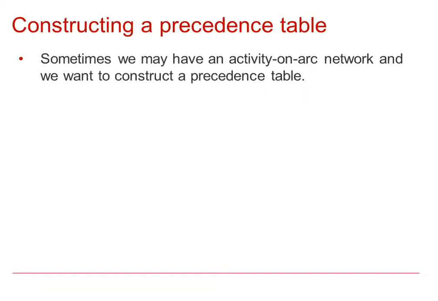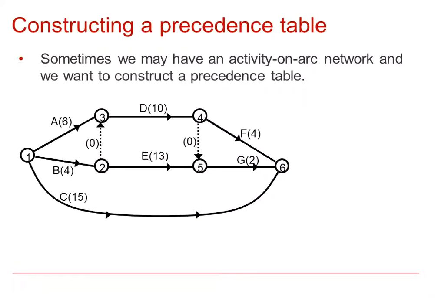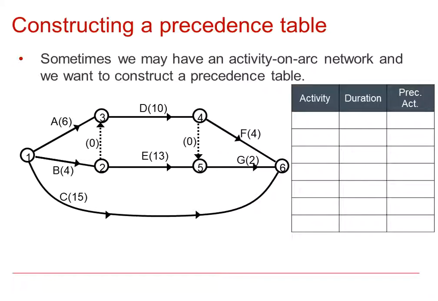Sometimes we may have an activity on our network and we want to construct the precedence table. So for example, there is the activity on our network and we may be asked to construct the precedence table from that. So if we look at the activities, I'll work through them so you can see the process.